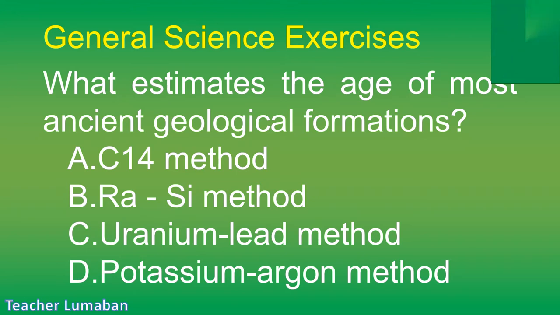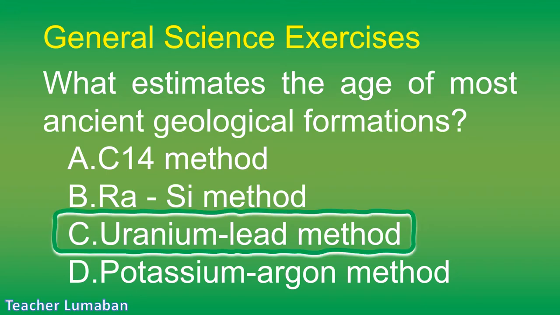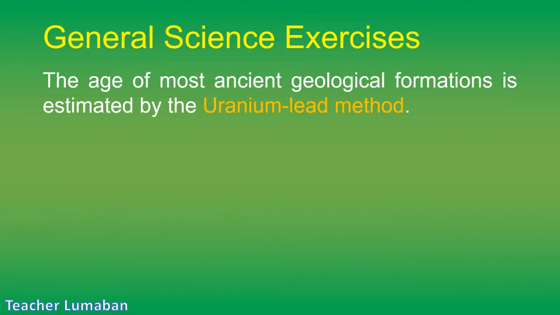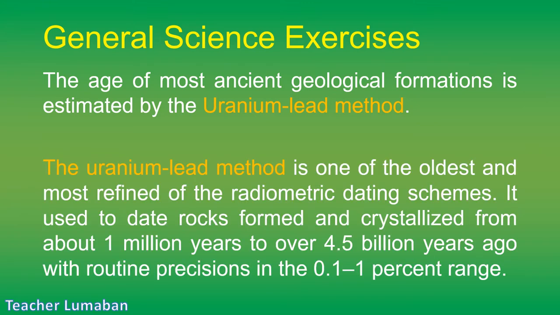The correct answer is the letter C, uranium lead method. The age of most ancient geological formations is estimated by the uranium lead method. The uranium lead method is one of the oldest and most refined of the radiometric dating schemes. It is used to date rocks formed and crystallized from about 1 million years to over 4.5 billion years ago with routine precisions in the 0.1 to 1% range.